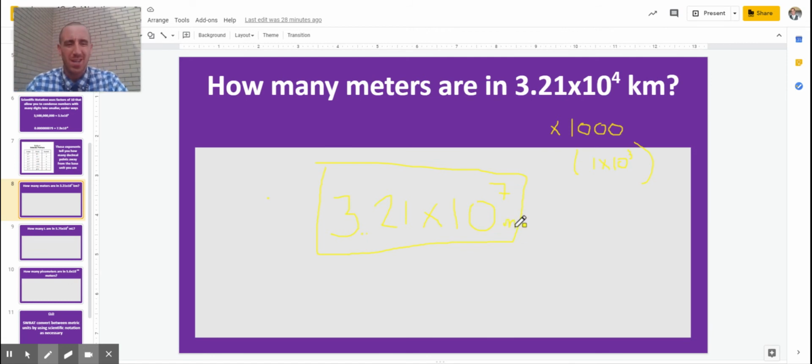In 3.21 times 10 to the fourth kilometers. And now pause for a minute and think about it. Does this make sense? Kilometers are very big. Meters are smaller. So if you're going to go from kilometers to meters, the number that you have in meters should be bigger. And 3.21 times 10 to the seventh is bigger than 3.21 times 10 to the fourth because you have more of the smaller unit in that same distance. So to me, that makes sense.